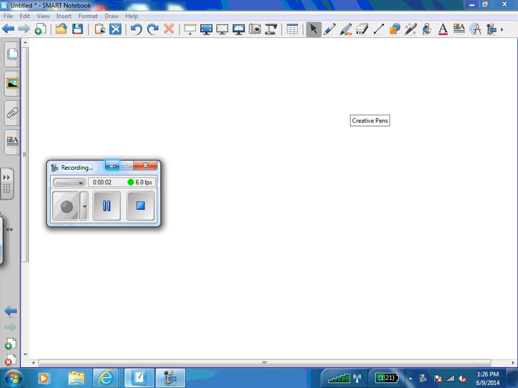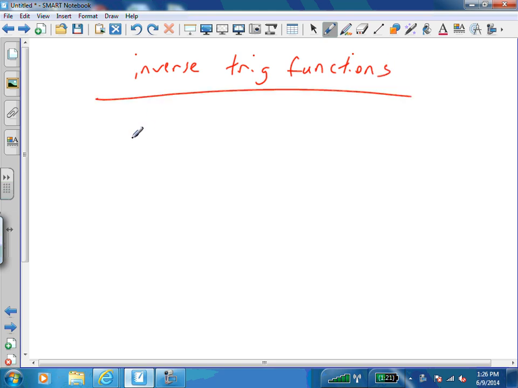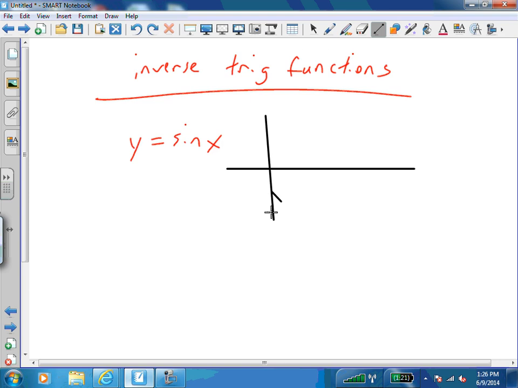Inverse trig functions. So, inverse trig functions. Let's recall, if we have y equals sine x, your basic sine wave looks like that, where x is an angle that you input.